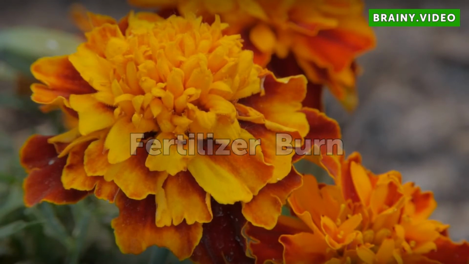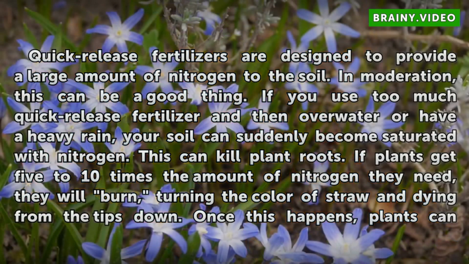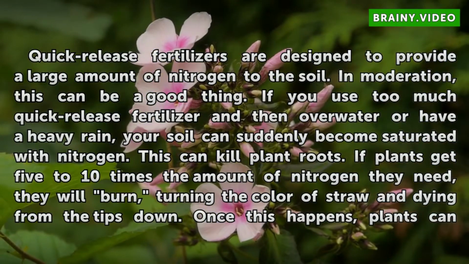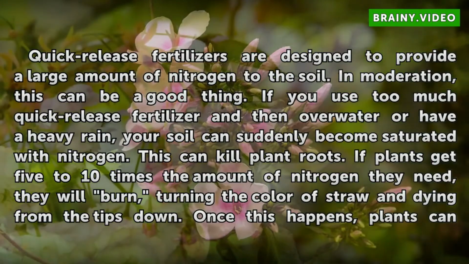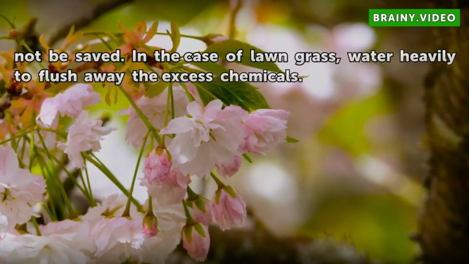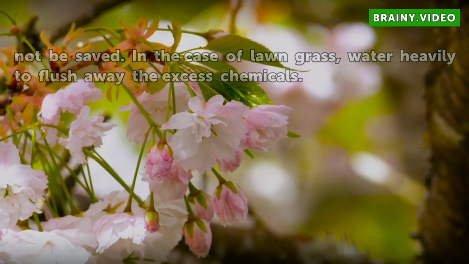Fertilizer burn. Quick-release fertilizers are designed to provide a large amount of nitrogen to the soil. In moderation, this can be a good thing. If you use too much quick-release fertilizer and then overwater or have a heavy rain, your soil can suddenly become saturated with nitrogen. This can kill plant roots. If plants get 5 to 10 times the amount of nitrogen they need, they will burn, turning the color of straw and dying from the tips down. Once this happens, plants cannot be saved. In the case of lawn grass, water heavily to flush away the excess chemicals.